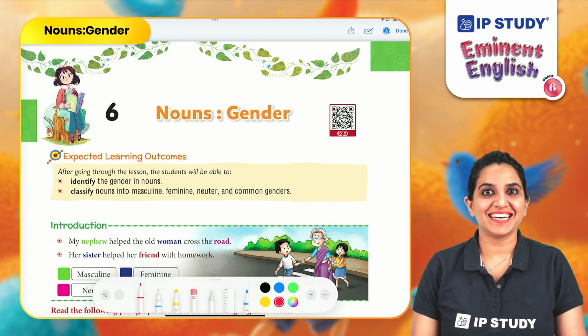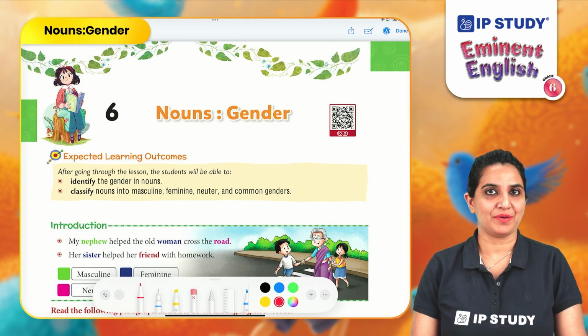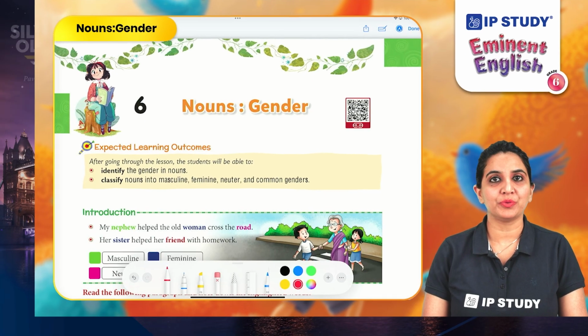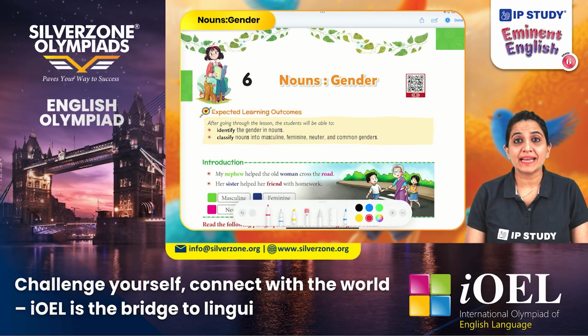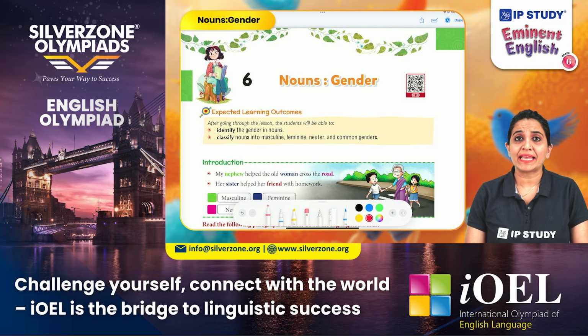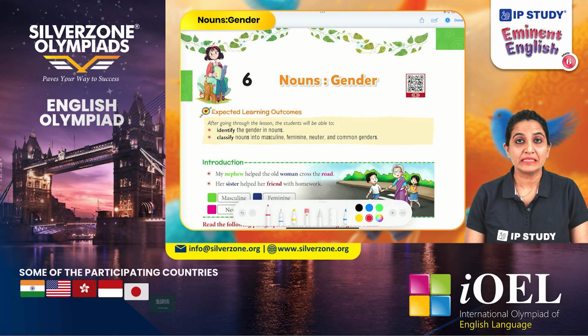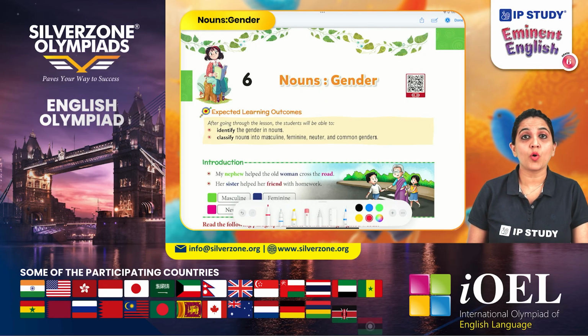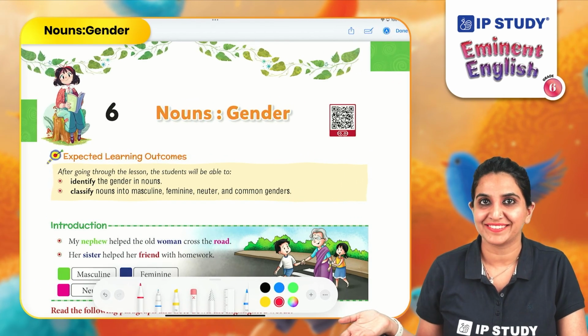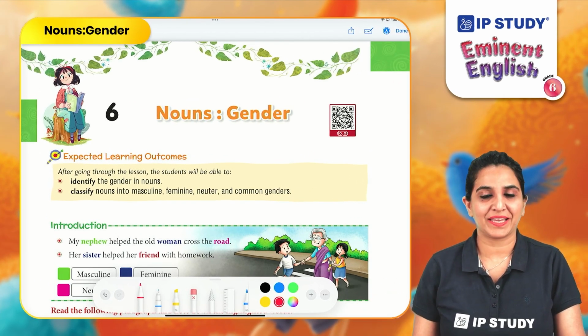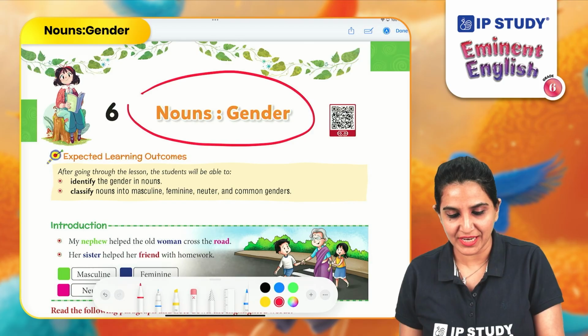Today we will discuss the 6th chapter of Grade 6 English Grammar and we will explore the world of nouns. As you're already aware, nouns help us to name everything around us. In this lesson, you will learn that nouns can also be categorized or divided on the basis of gender. So today our topic is nouns, gender.